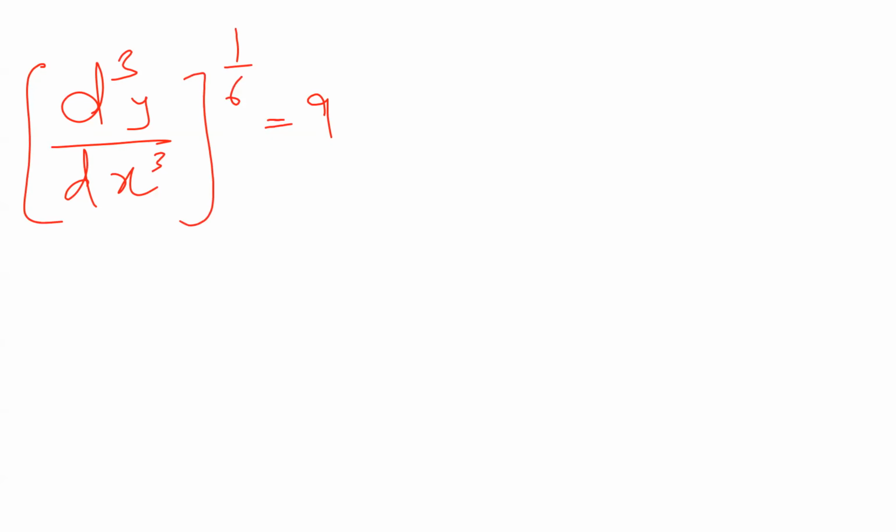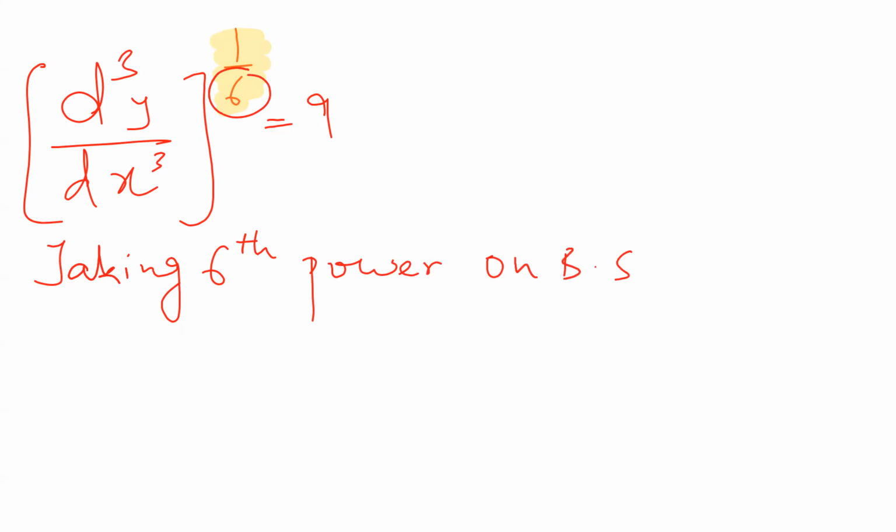Next example, d cube y upon dx cube, the whole raised to 1 by 6, is equal to 9. As I said earlier, we don't require a fractional power or a negative power in the index. Fractional indices and negative indices are not allowed. If they occur, then we need to simplify this further. So now this is 1 by 6, so taking sixth power on both the sides, because there is 6 down.